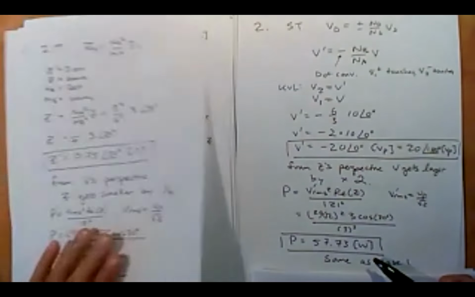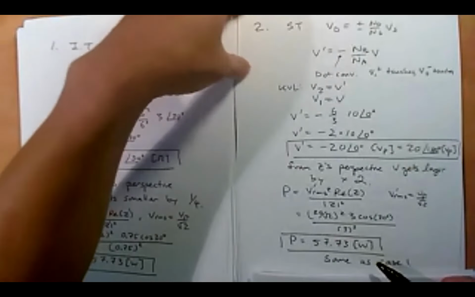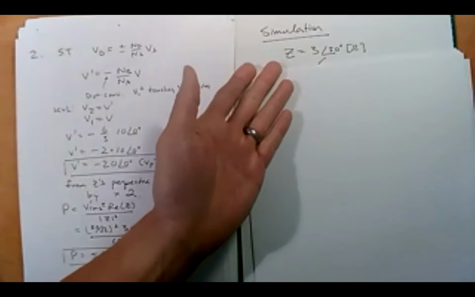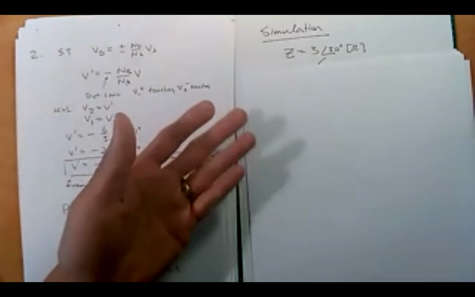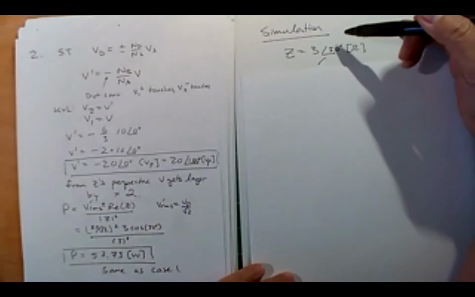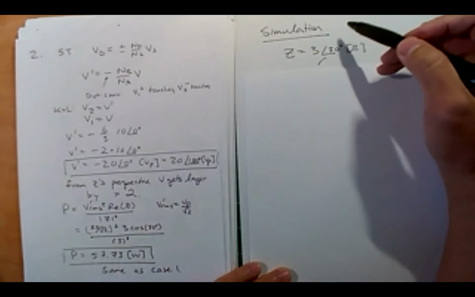So what I did is I wanted to put this in a simulation and see if we're getting similar results here. In the simulation, I can't just put a Z of 3 angle 30. I actually have to pick an R and an L and a C. So it's like, what's the resistor and inductor or capacitor that I should have picked? Well, what do we see here?